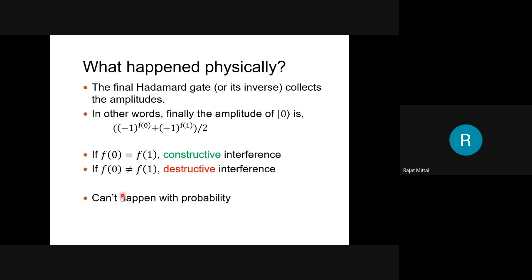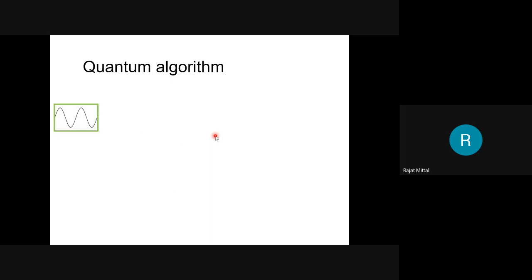This can't happen with probability. This cancellation of probabilities never happens. In a probabilistic computer, things only get added up. And that's why a quantum computer is fundamentally different from a probabilistic computer. Okay. So again, nothing better than a picture. So let's look at a picture.